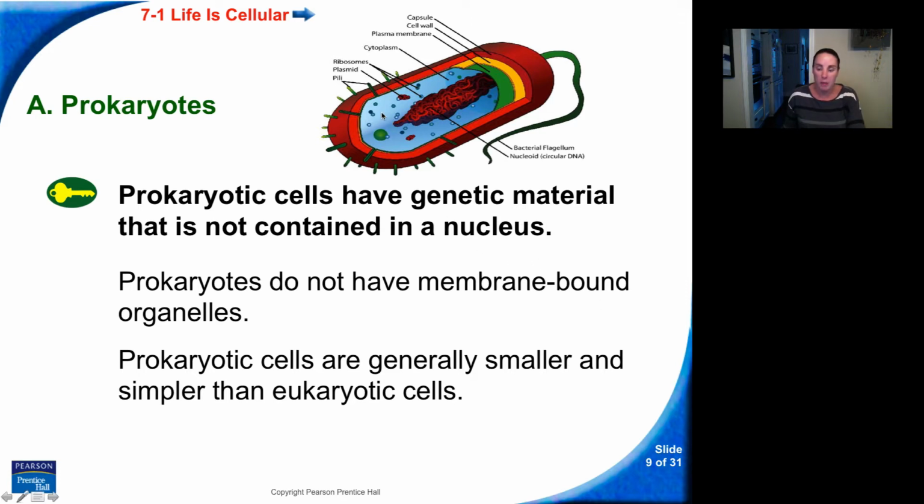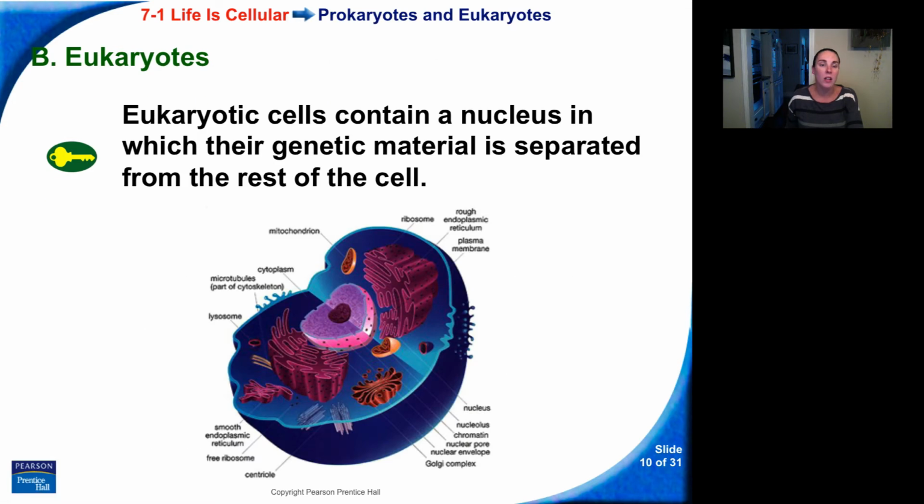An example would be a bacterial cell. Bacteria are prokaryotic cells. And here's its cytoplasm. There are no membrane-bound organelles, and its DNA, which is right here, is just floating around inside the cell. Eukaryotic cells, on the other hand, contain a nucleus in which their genetic material is separated from the rest of the cell. So the genetic material, the DNA, is located here inside the nucleus.